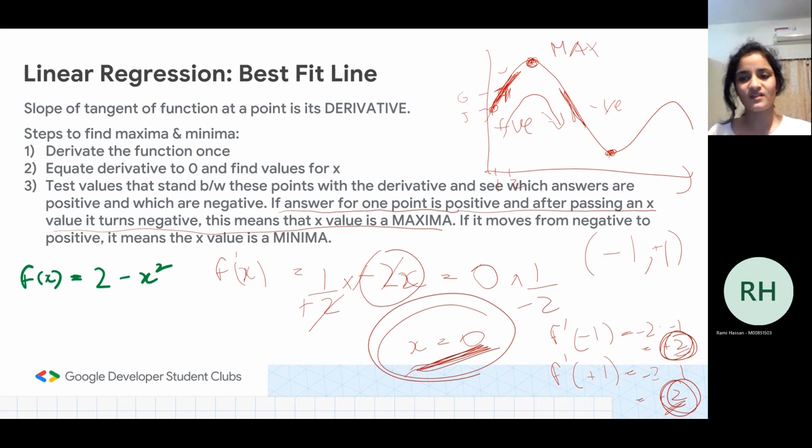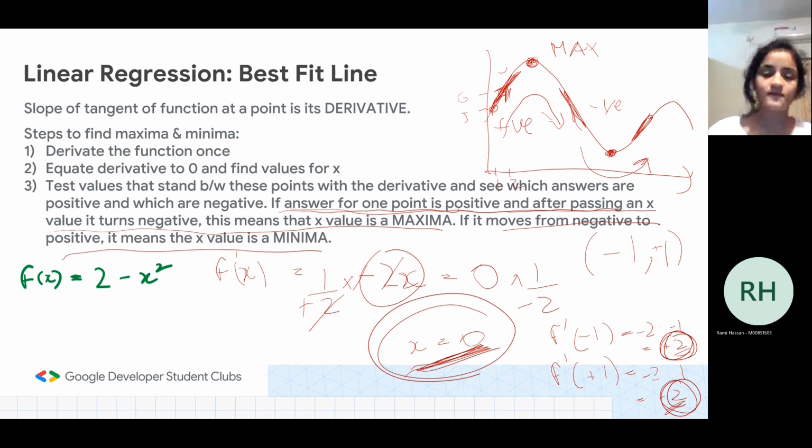Similarly, if it was the opposite, if our initial value is negative and later it was positive, it would mean that this point is a minimum. That's what's written here. If the answer from one point is positive, and after passing the x value, that is 0 in this case, it turns negative, it means it's a maxima. If it moves from negative to positive, it means the x value is a minimum. So this is the concept. I hope you understand the relevance of derivation over here. We're finding the slope and we're seeing its trend.